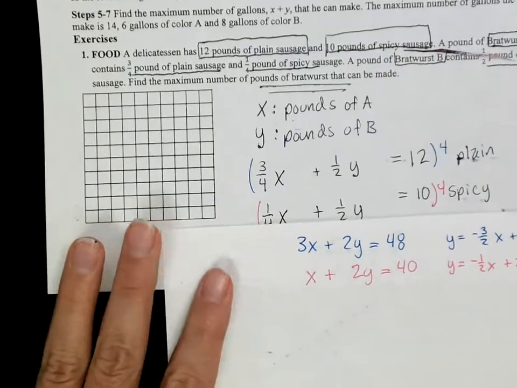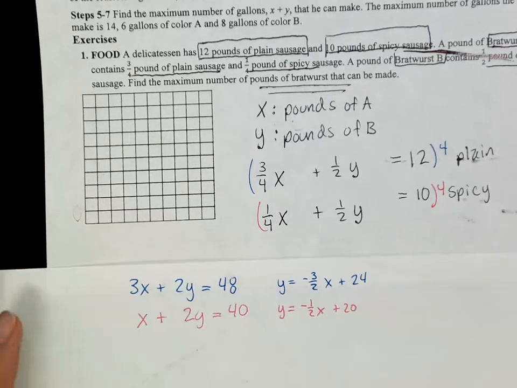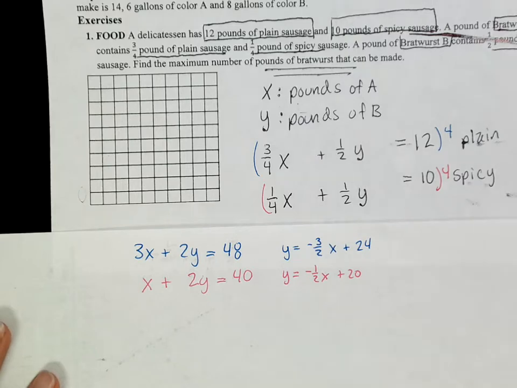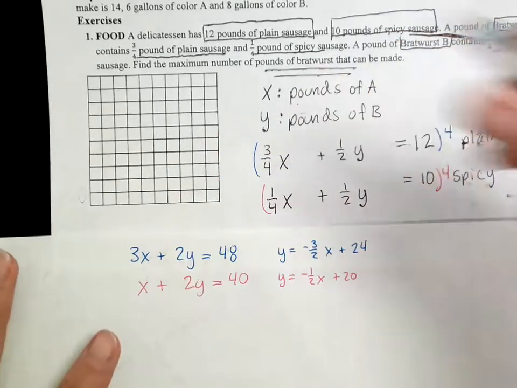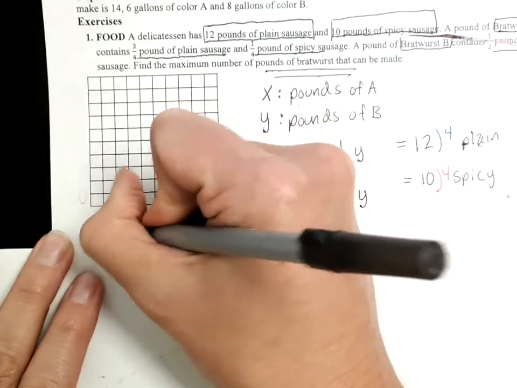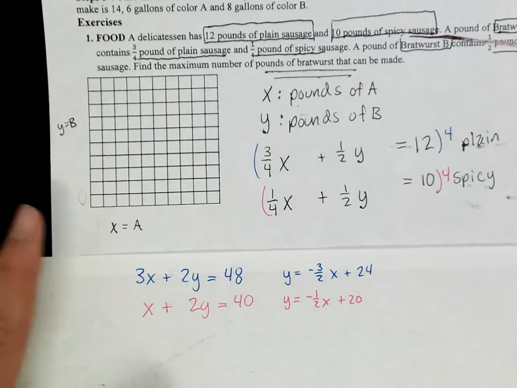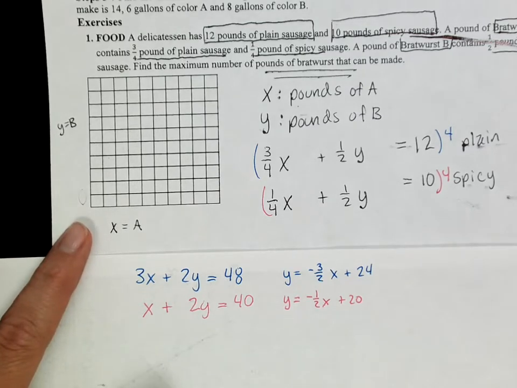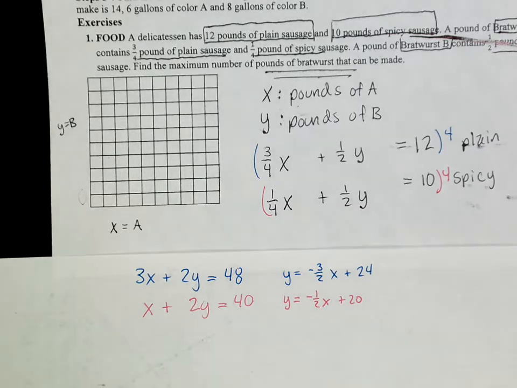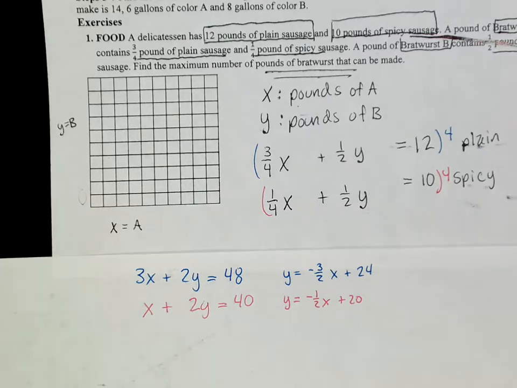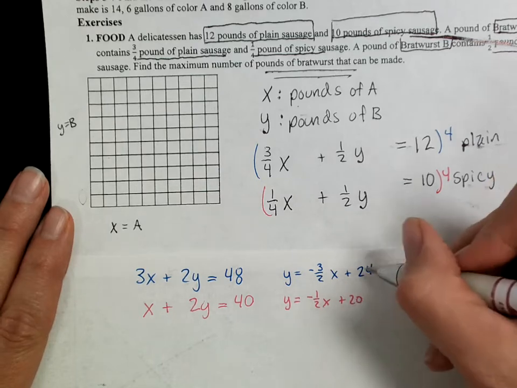So whenever I get ready to graph this over here, if you notice they have not labeled this grid at all. One thing that you can do is think about, what if we're going to call x is A, again, x is going to be A, that's down here, this is your x-axis, y is B. What if we only decided to make bratwurst B? Well, I need a 1/2 pound of each per bratwurst. So what's the maximum number I could make? Well, you can do some math there, or you can just use your y-intercepts. Y-intercept at 20 and 24.